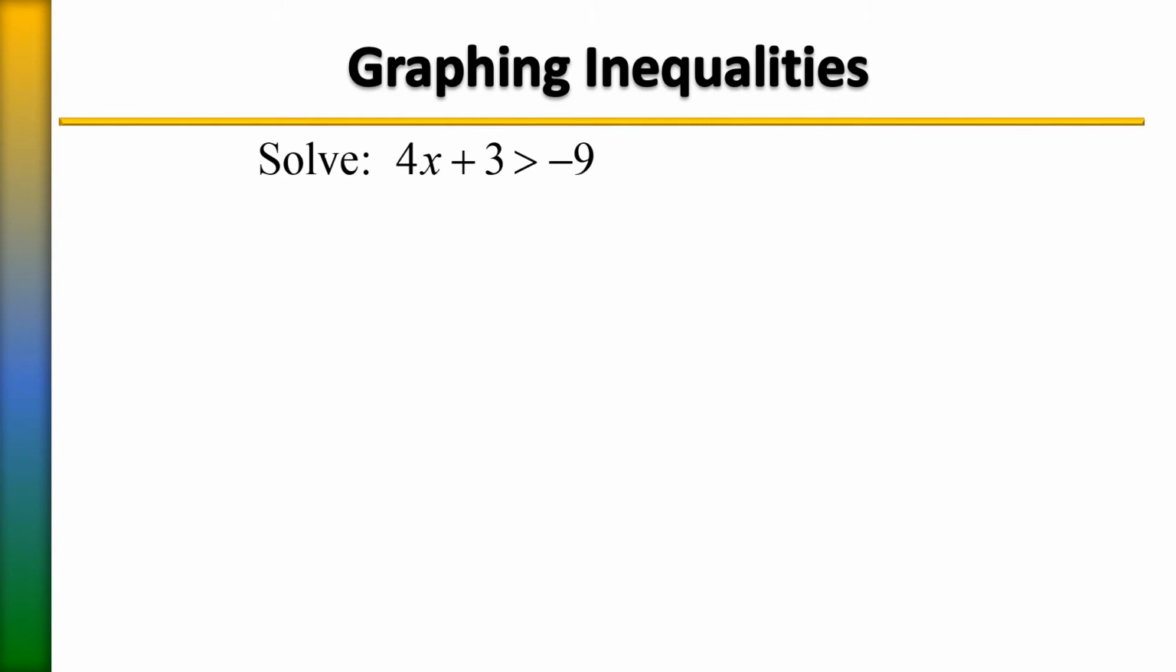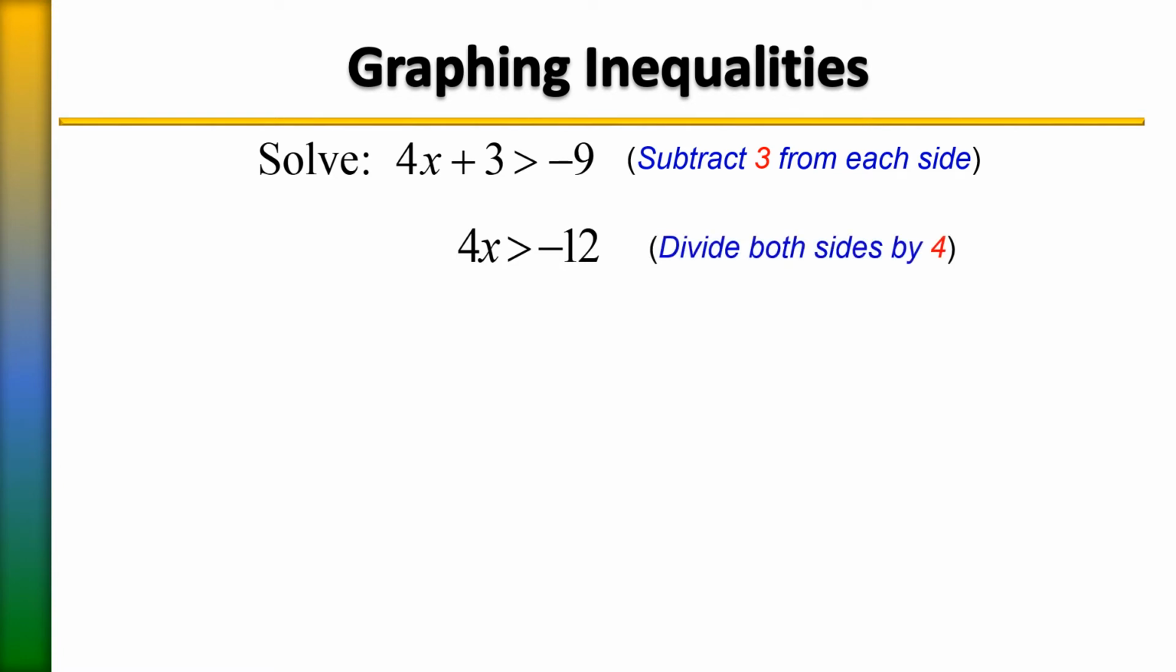So with any equation, your goal is to solve for x. So our first step towards solving for x is to subtract 3 from each side. That's going to leave me with 4x on the left side and negative 12 on the right side. Last step to solving for x is to divide by 4. What we do to one side, we do to the other. Negative 12 divided by 4 is going to be negative 3. And so x, we use our inequality symbol to read the statement: x is greater than negative 3.